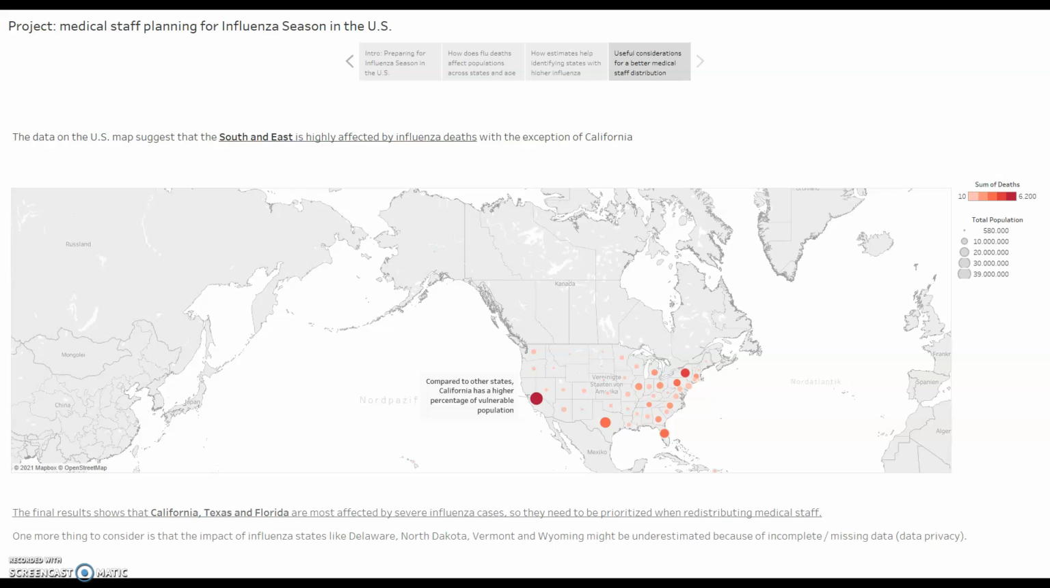The overall results show that by planning medical staff, California, Texas, and Florida must be prioritized to better support severe cases who might end up in hospital, confirming our approach about focusing efforts on states with a higher vulnerable population.